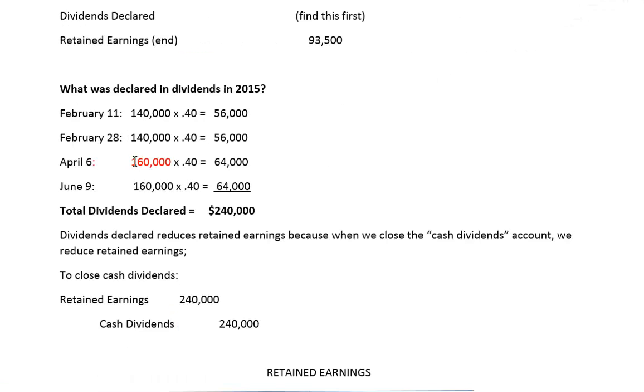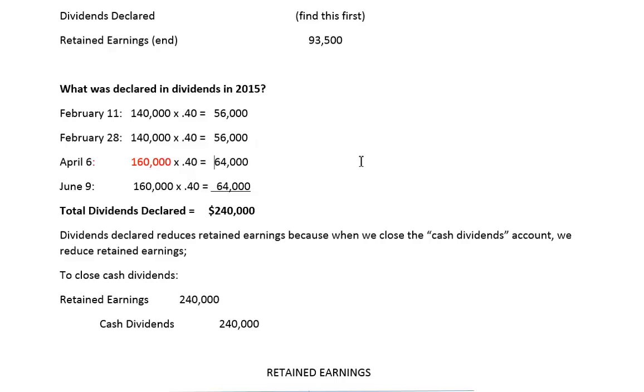So now our dividend at 40 cents a share is being declared on 160,000 common shares. And that's going to give us a $64,000 cash dividend. On June the 9th, those same 160,000 shares that we're declaring a dividend on is at 40 cents a share, so again 64,000.